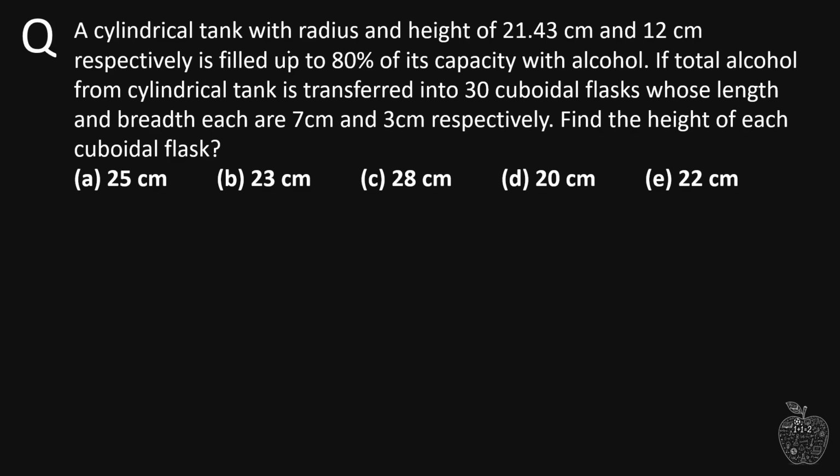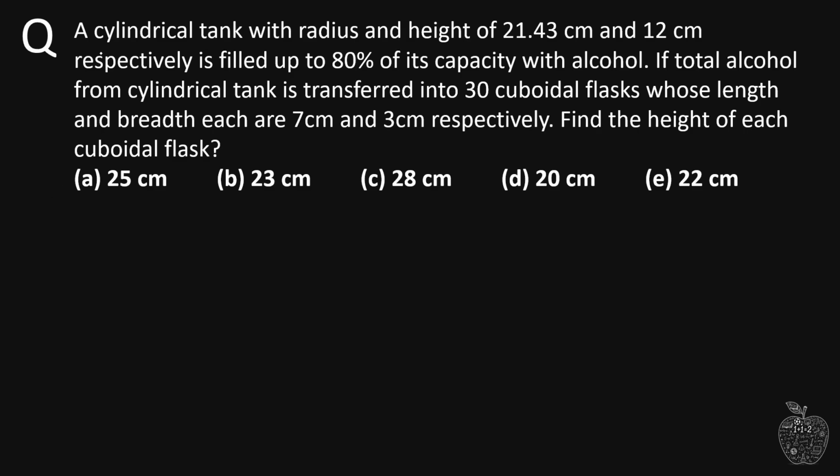A cylindrical tank with radius and height of 21.43 cm and 12 cm respectively is filled up to 80% of its capacity with alcohol. If total alcohol from the cylindrical tank is transferred into 30 cuboidal flasks whose length and breadth each are 7 and 3 centimeters respectively, find the height of each cuboidal flask.